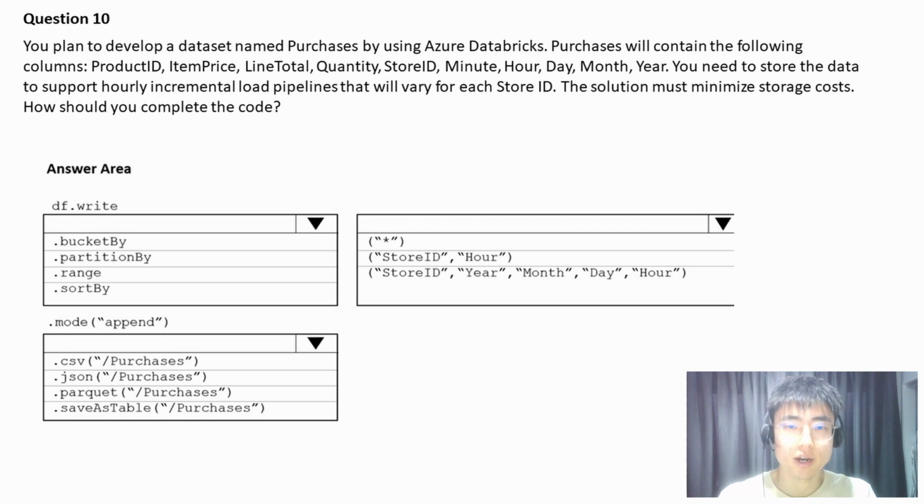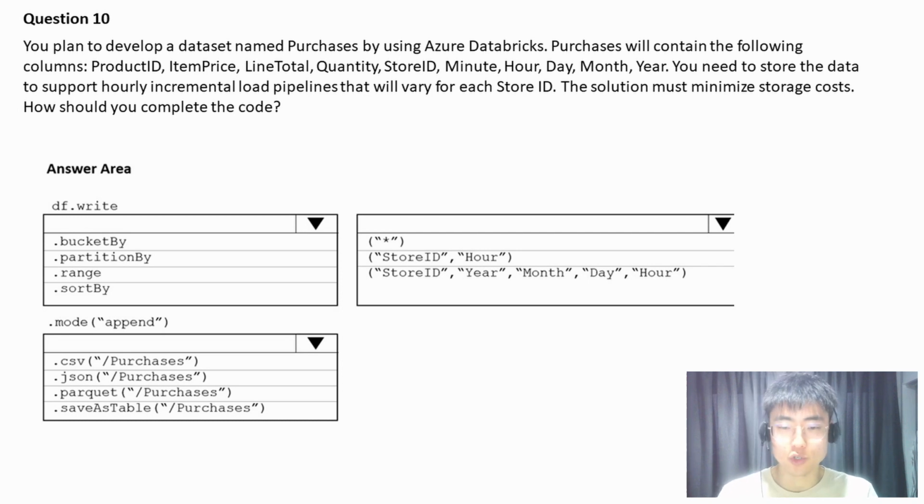Looking at our code here, we first know that following the write, we want to partition the table. So the first box is pretty easy. partitionBy is the correct answer. And the second box is basically asking, what do we partition by then? Looking at the question again, we know that we want to support hourly incremental load pipelines. So it is easy to think that the second option is the correct answer, store ID, hour.